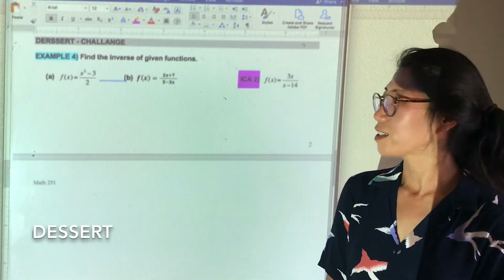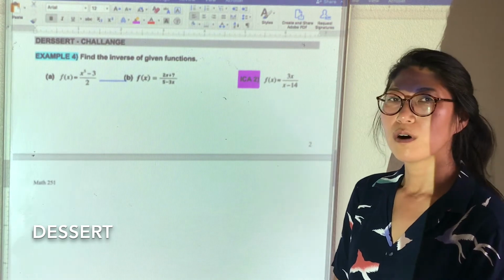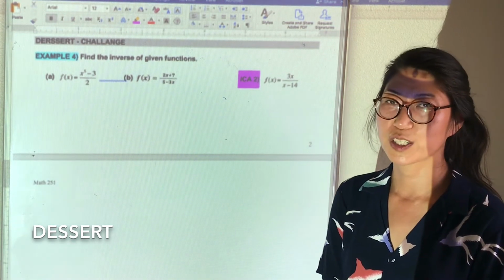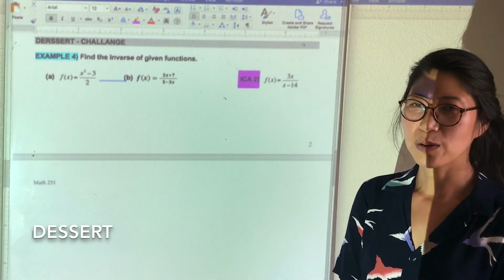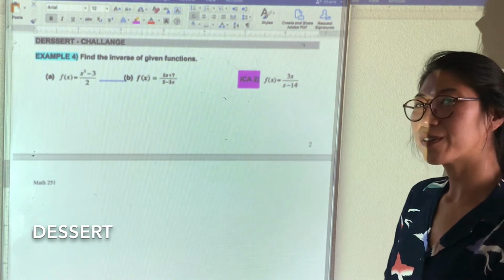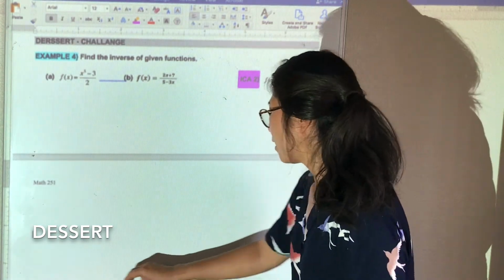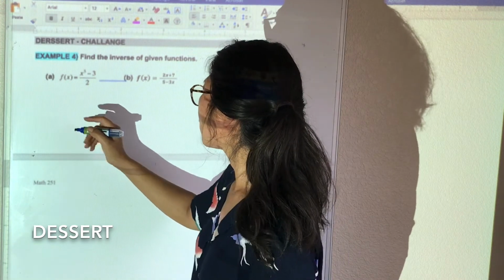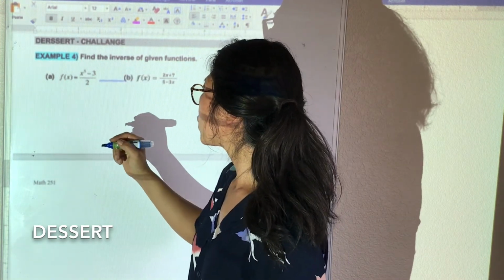Okay class, let's start the dessert for the day. 1.3 dessert is a little bit more challenging than the other two sections that you have practiced. So let's focus together and try to review the inverse functions again. Find the inverse function of given functions. Inverse function means I'm switching x and y.